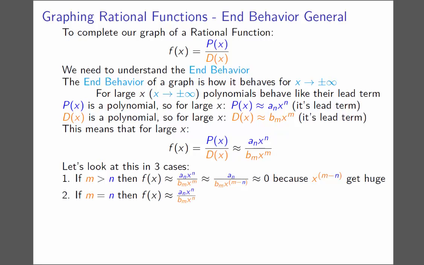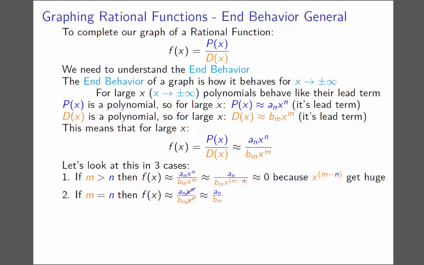Now if m equals n, then our function looks like a_n x to the n over b_m x to the n as well. But x to the n divided by x to the n is just 1, leaving us with a_n over b_m. So in the case that we have the same degree up top as down bottom, our function looks like a_n over b_m on the ends.